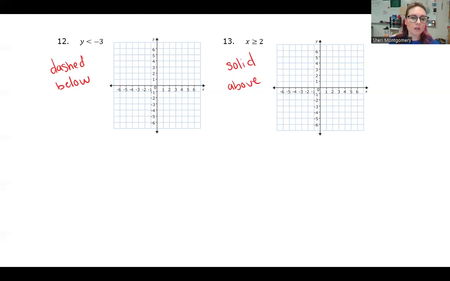So for question 12, it's y is equal to -3. So I have to go find -3 along the y, and I can put a few points because I'm going to go that way. If this one is dashed, I need to make sure that I make a dashed line. Don't forget your arrows. And it's pretty easy to see below because below is below. I'm shading below.